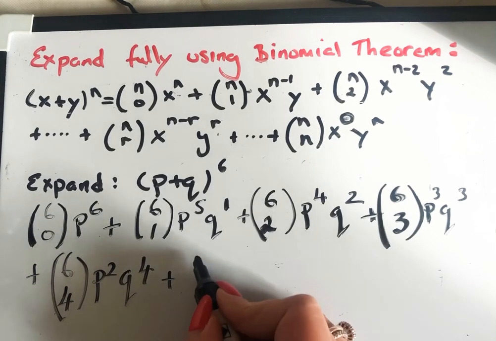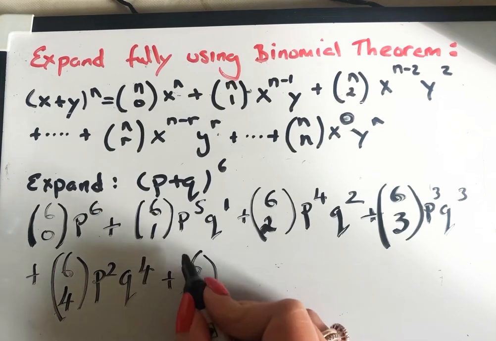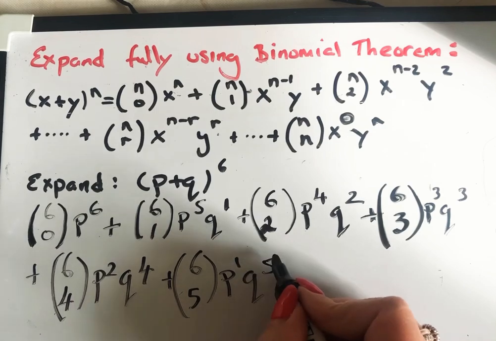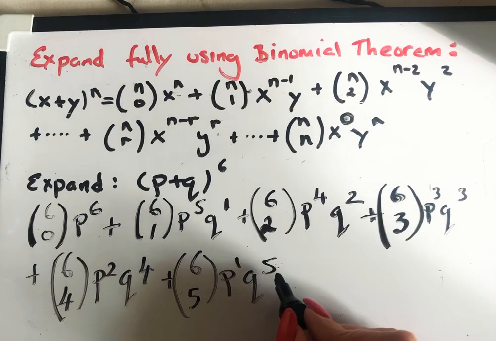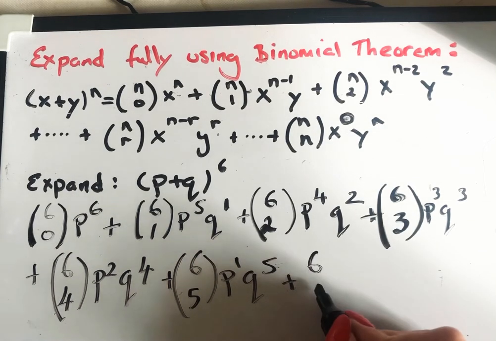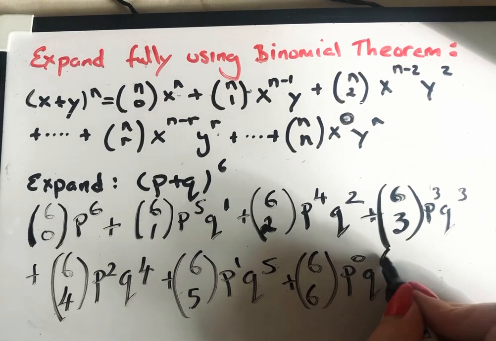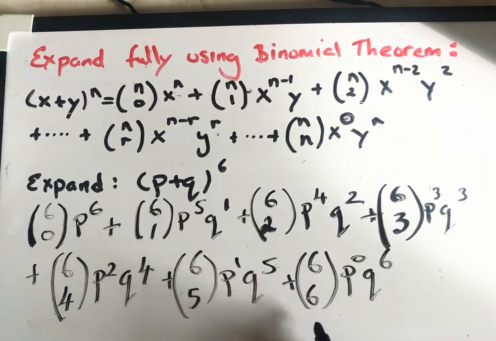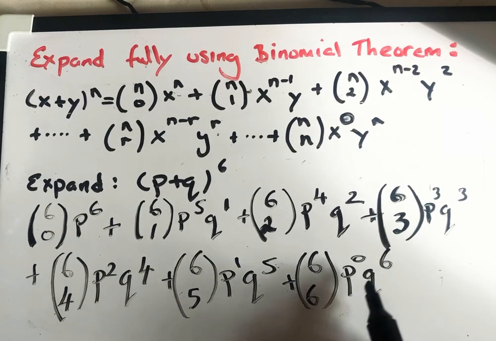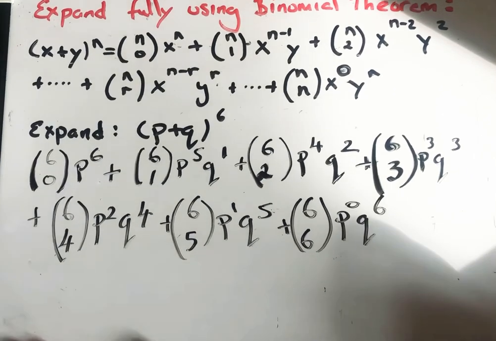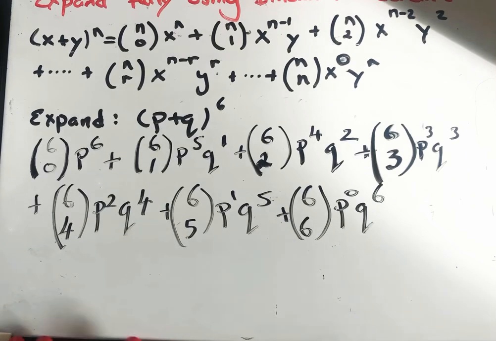With the Q, 6 choose 5, P to the 1, Q to the 5, 1 and 5 is 6, and the bottom here is the 5, plus 6 choose 6, P to the 0, Q to the 6. 0 plus 6 is 6, and you can see here that the bottom number here is the number up there. And then what you can do is you can go to your calculator and simplify out what they all are. So we're going to do that right now.